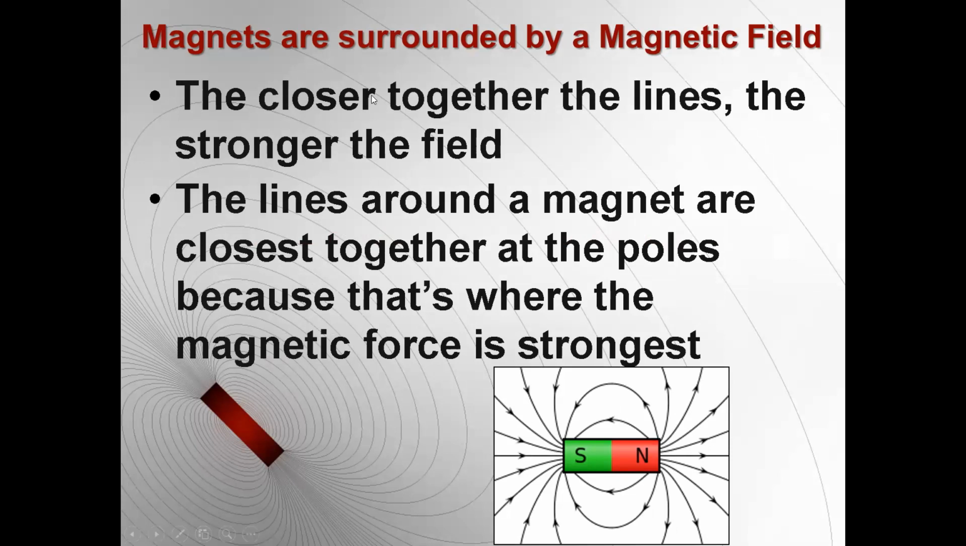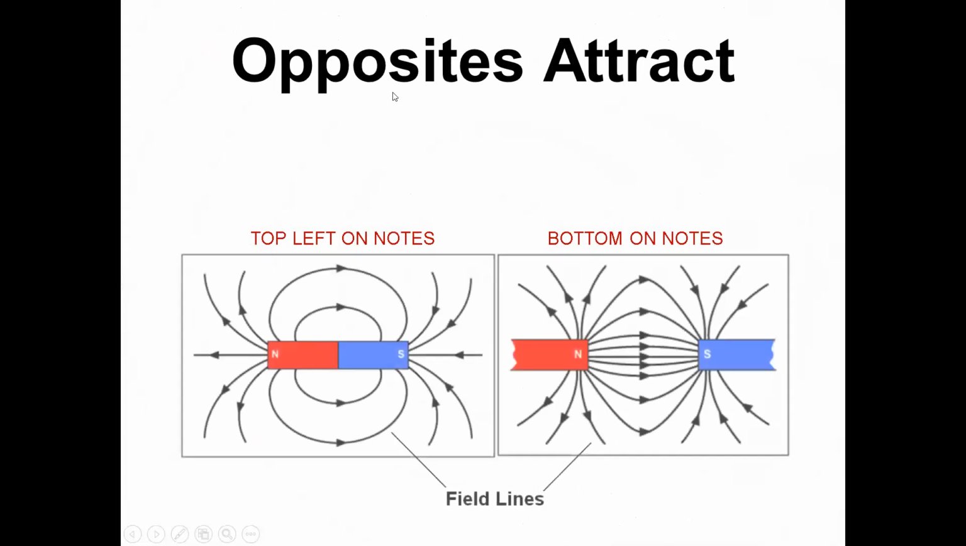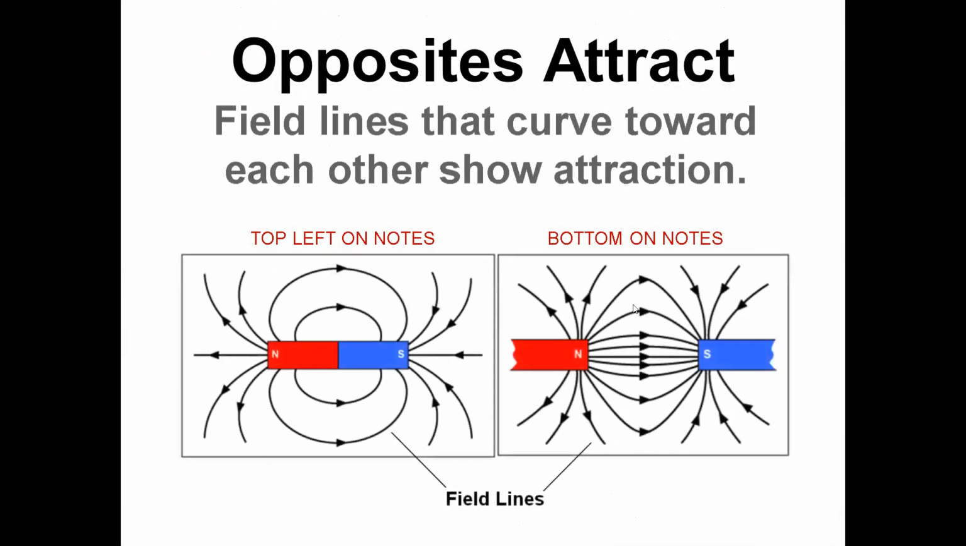So here, as I told you, the closer together the lines, that means they are stronger. When we see that the lines are closer to each other, when I see that the number of the lines is greater, that means we have a strong magnetic force. Right. Now, let's see how we have opposite attracts.